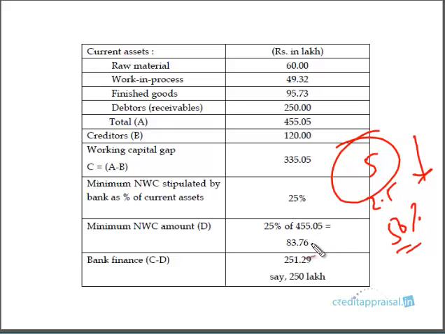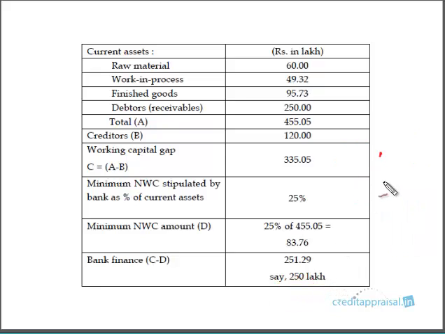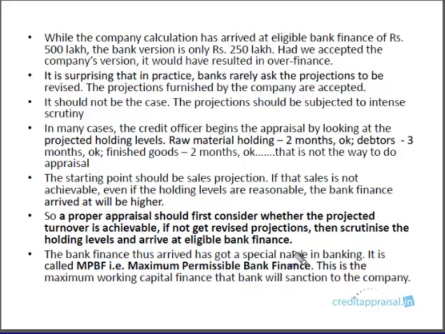So as per the company's version, they said we require a working capital requirement of 5 crores. Please sanction us a CC limit of 5 crores. But you are saying 2.5 crores is the reasonable level. So just by changing the turnover and the holding levels, even if you didn't change the holding levels, just by changing the turnover, you will get a different bank finance. So please keep this in mind always. As a credit officer, you have to keep this in mind always.